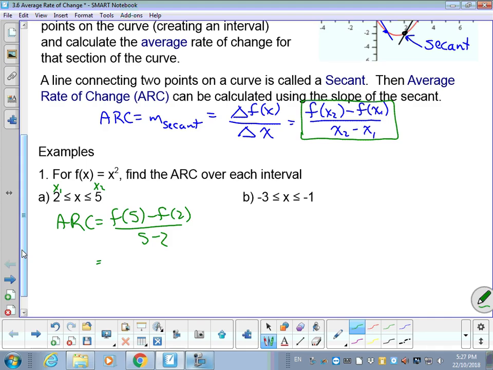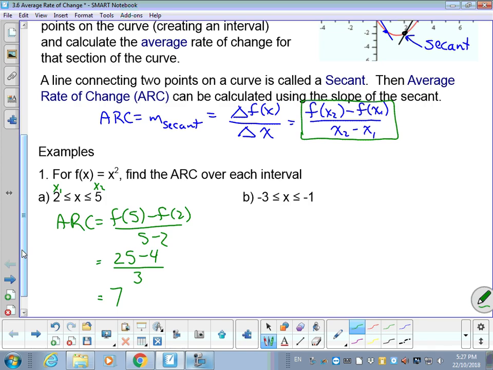I'm substituting into f of x, which is equal to x squared, so f of 5 would be 25, f of 2 would be 4, 5 take away 2 is 3, 25 take away 4 is 21, divided by 3 is 7. And so the average rate of change on that interval is 7. I would rise 7 and run 1, rise 7 and run 1, and kind of simulate what's going on.